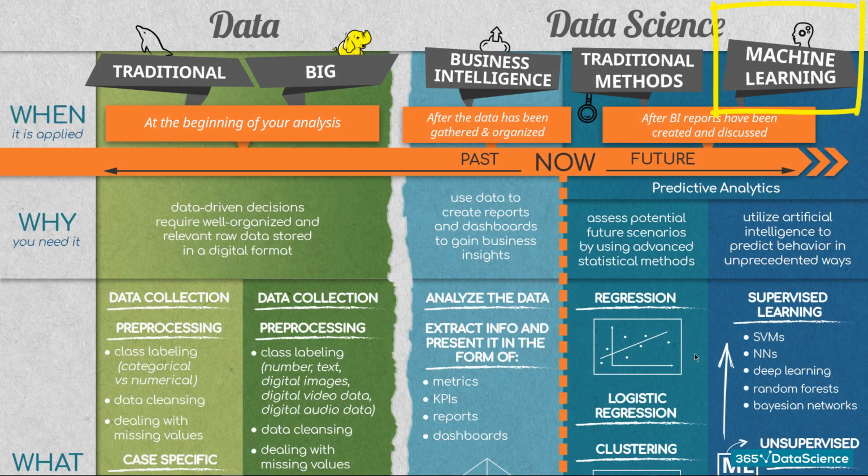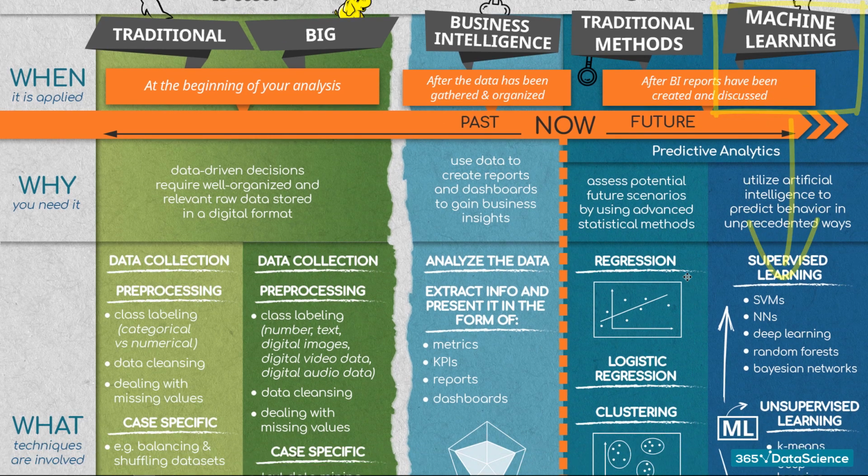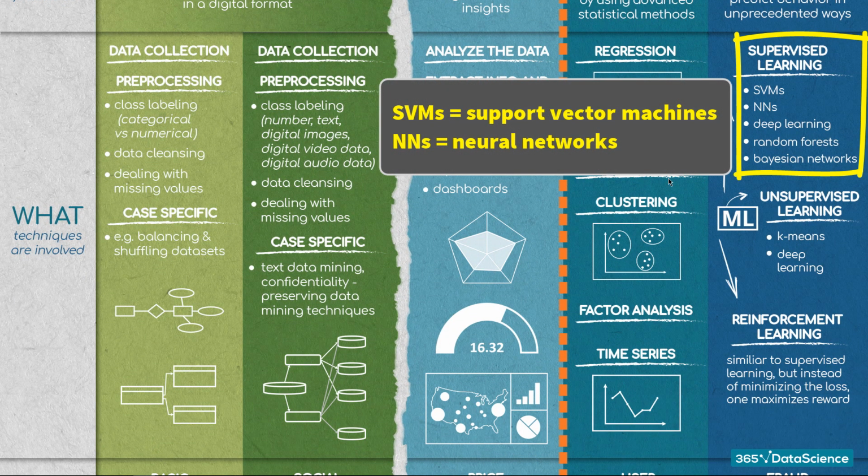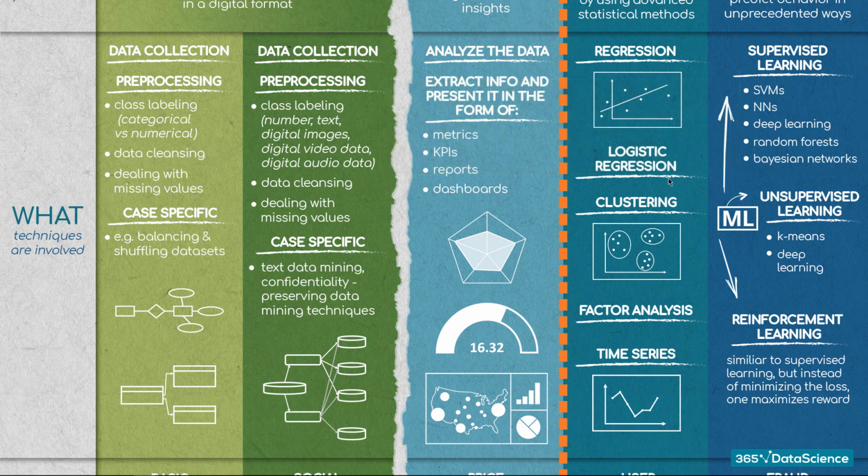Here are the most notable approaches you will encounter when talking about machine learning. Support vector machines, neural networks, deep learning, random forest models, and Bayesian networks are all types of supervised learning. There are neural networks that can be applied to an unsupervised type of machine learning, but K-means is the most common unsupervised approach. By the way, you may have noticed we have placed deep learning in both categories.